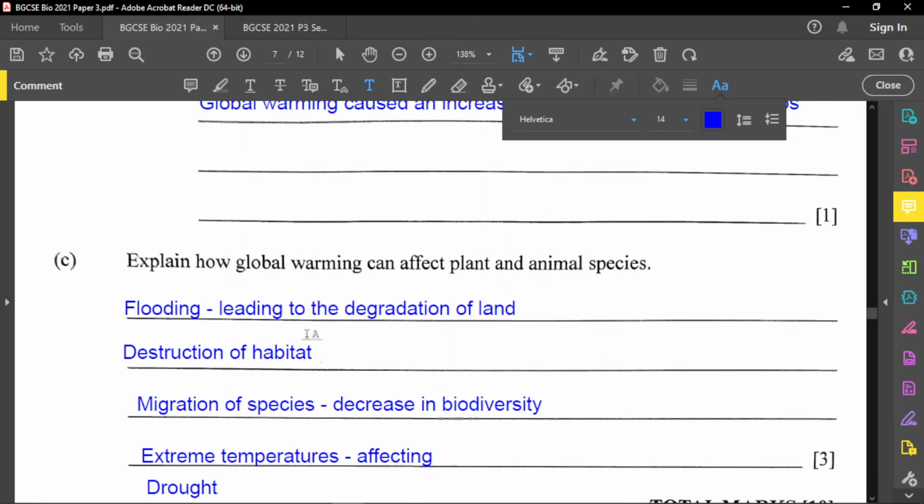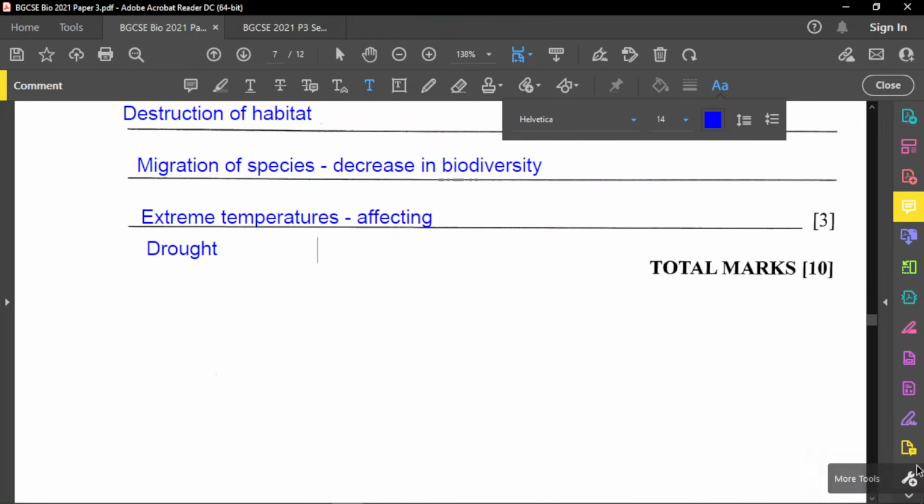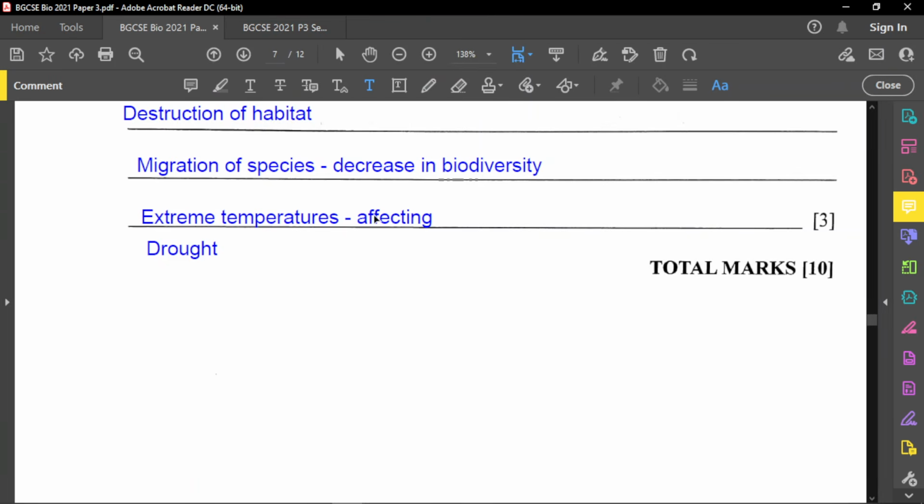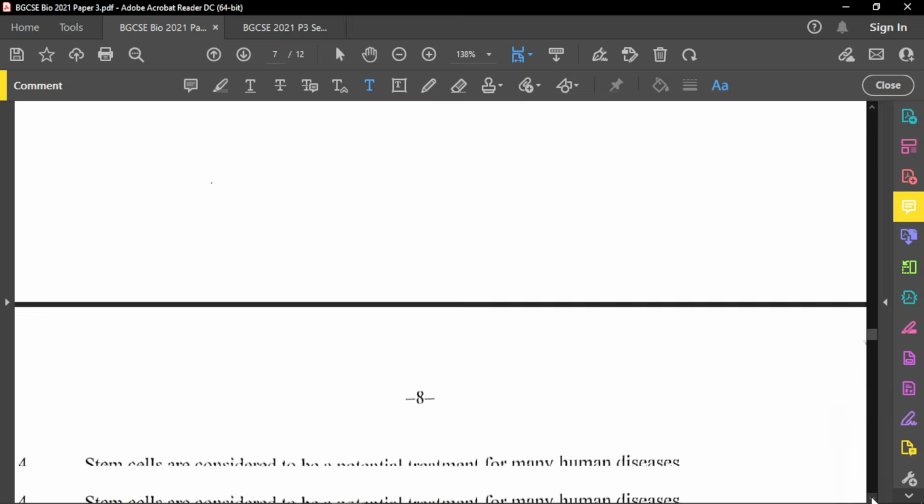So those are some of the things that you can talk about and explain how they may affect plant or animal species. Okay, so global warming could lead to all of those things. There's a 3-mark question, so there are many things you could talk about. Just reason through the questions as best as you possibly can, and make sure you answer the question appropriately and effectively. It's not about writing a lot, it's really about making sure that you understand the content of the topic and what they're actually asking you to answer. So please be aware of how you're answering a question.